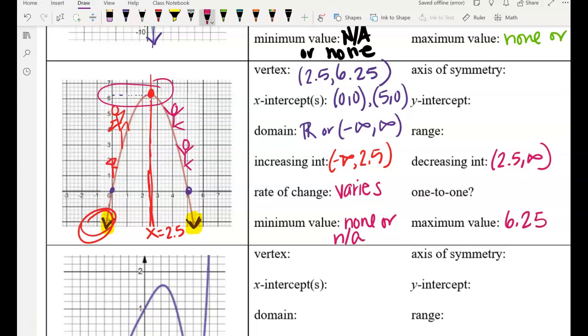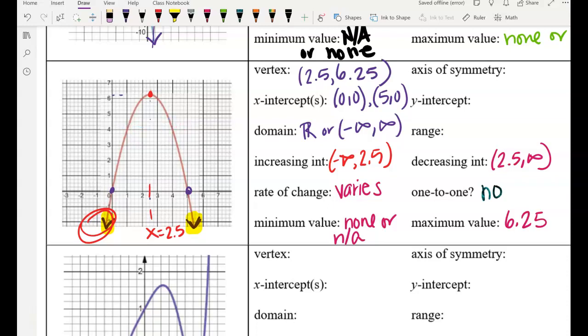One-to-one, let's check to see if it's a function first. A function meaning, does it pass the vertical line test? Yes, it does, right? It doesn't matter how many vertical line tests we draw in, it only crosses over once. Now, does it pass the horizontal line test? Each horizontal line test we make, it's crossing over twice, so it does not pass the horizontal line test, so it's not going to be a one-to-one.